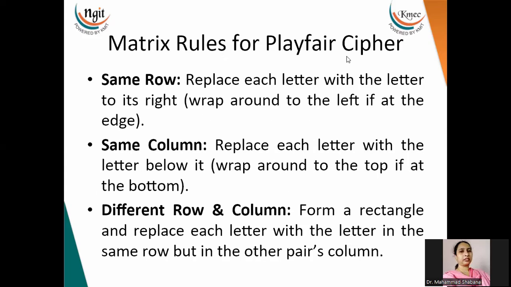These are the matrix rules for the Playfair cipher. The encryption rules are as follows. If both letters are in the same row, each letter is replaced by the letter to its right, wrapping around to the start if necessary. If both letters are in the same column, each letter is replaced by the one directly below it, wrapping around if needed. If the letters form a rectangle, they are swapped with the letters in the same row but at the rectangle's opposite corners. These rules effectively mix up the letters, making it harder to crack by frequency analysis alone.